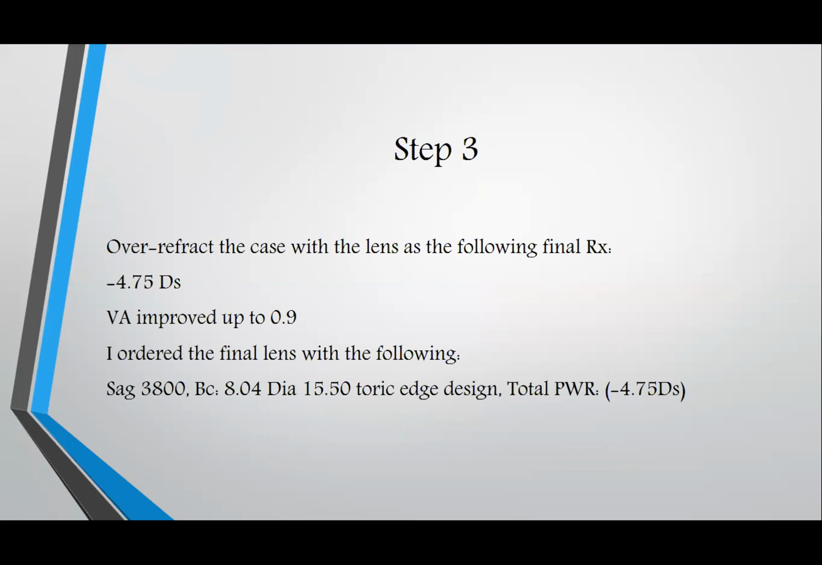After that, I made the over-refraction with the lens, and it was minus 5.25, and the final lens was minus 12.75. The visual acuity improved up to 0.9. The patient was really surprised when her visual acuity improved this much, looking once at me and once at the chart, asking how vision and comfort were achieved in your place.